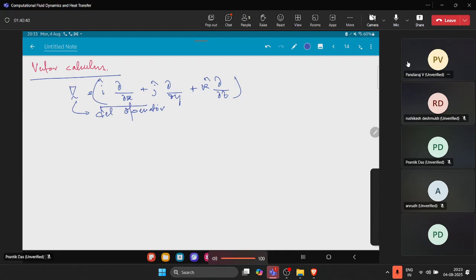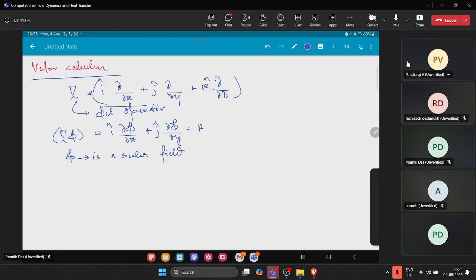Okay. So this gradient of phi, where phi is a scalar field, becomes i cap d phi/dx plus j cap d phi/dy plus k cap d phi/dz, where phi is a scalar field. So what is the physical significance of it? What direction is this gradient of phi actually showing?